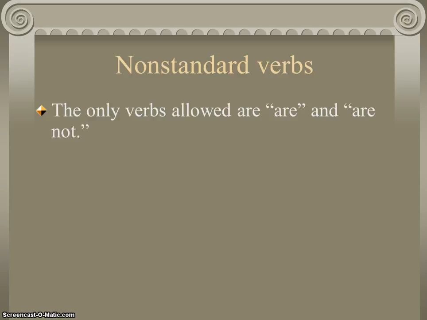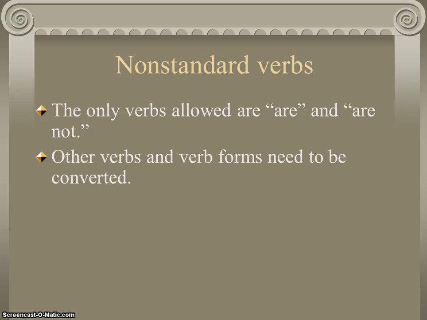The only verbs allowed are "are" and "are not." Okay, so we can't use any other verbs than that. So that's the only way it works: All A are B, no A are B, some A are B, some A are not B. The only two verbs that we can use. Other verbs and verb forms then need to be converted into somehow saying "are."